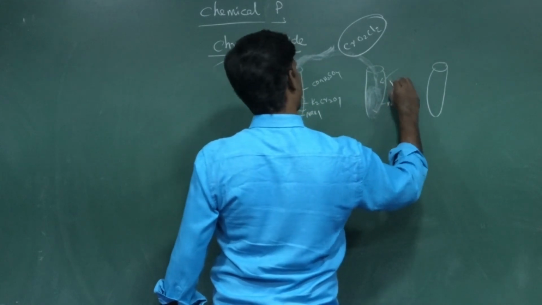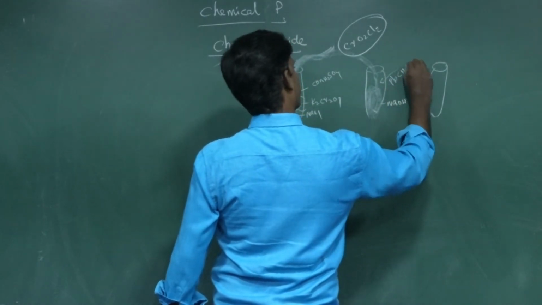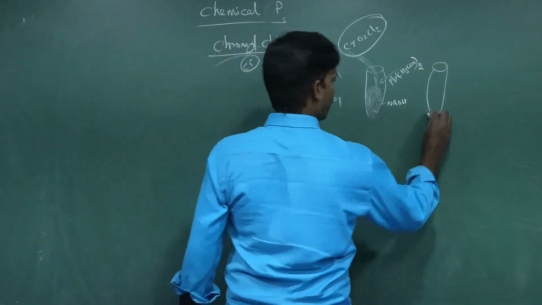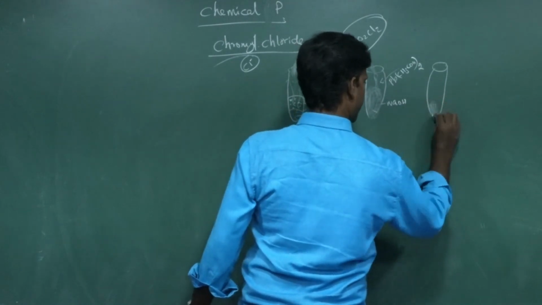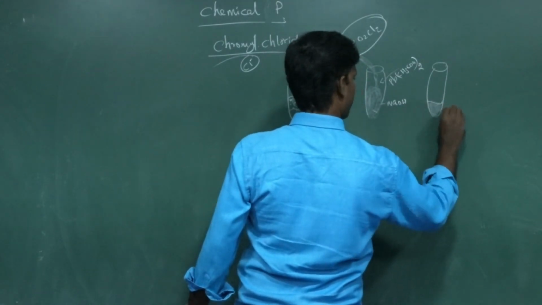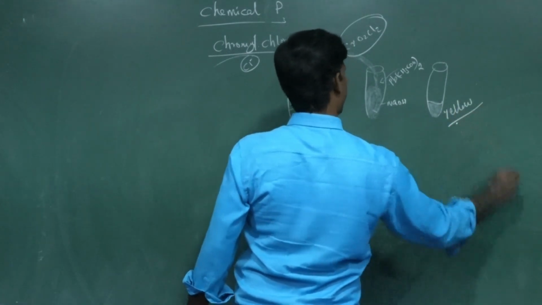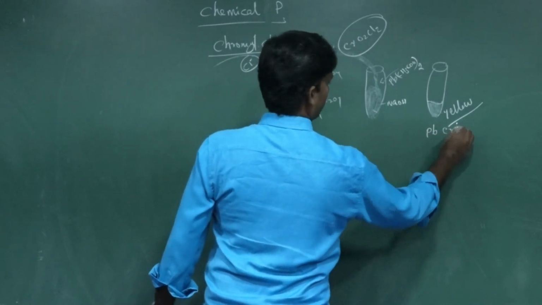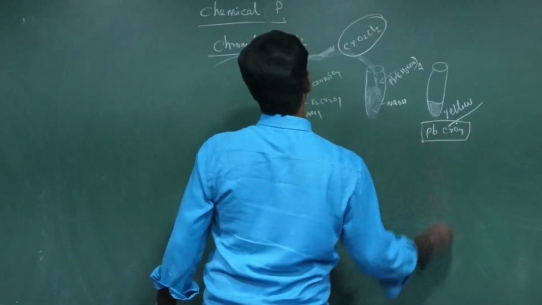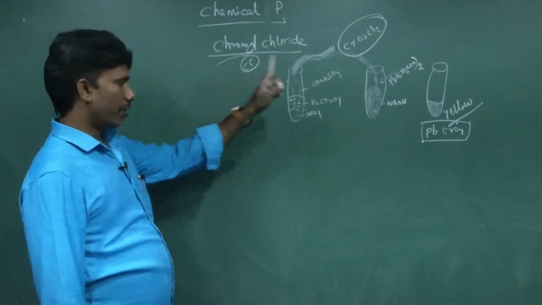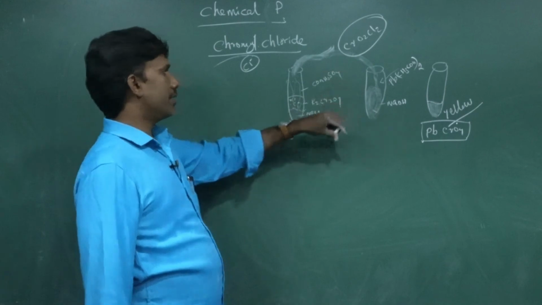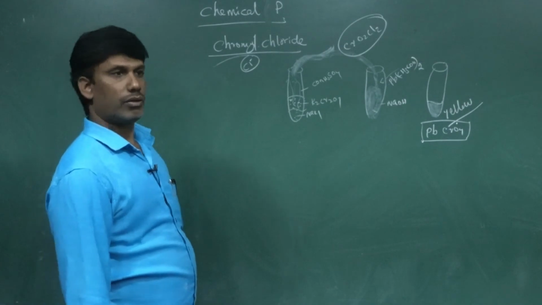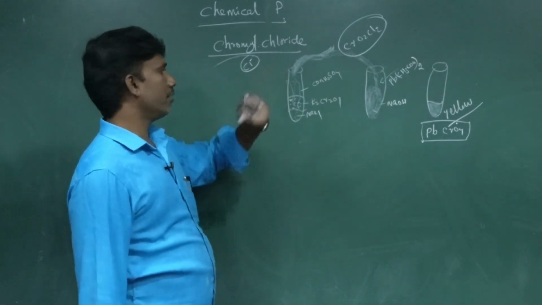You are pouring here lead acetate, (CH3COO)2Pb. If you pour some amount of lead acetate, then you are getting a yellow color precipitate. That is, lead chromate will be formed. Lead chromate, yellow color precipitate. While doing the test, if you are getting that yellow color precipitate, it means the chloride radical is confirmed. This is a confirmatory test for the chloride anion.